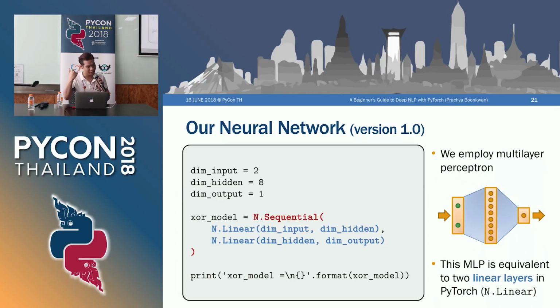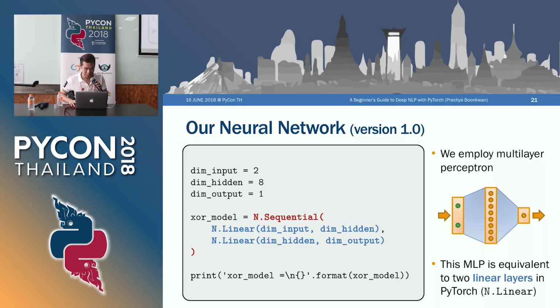So let's take a look at the network. The network goes like this. We're going to employ a multilayer perceptron, or MLP, for the XOR. To implement it, it looks like that. You add two linear layers into it. The first one has two input features and 8 hidden perceptrons, which you define with the first line, nn.Linear. The second one is the transformation from the hidden layer into the output layer. So it goes like that.